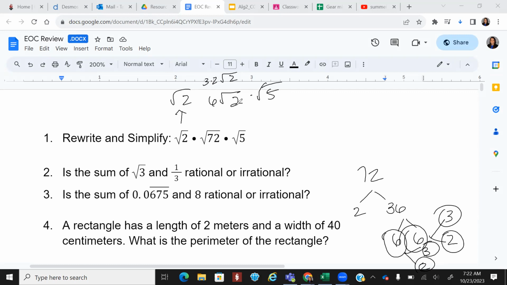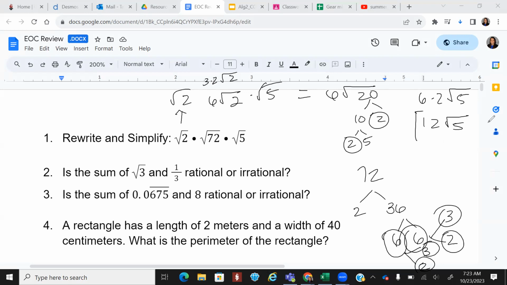So what's 2 times 2? 4. And 4 times 5? Okay, so right now we have 6 radical 20. Can we break down the square root of 20? Yes. So what are factors of 20? Okay. And what are factors of 10? We see that we have a pair. We're going to pull that out to the side. So 6 times 2 is going to give me 12. So we have 12 radical 5.